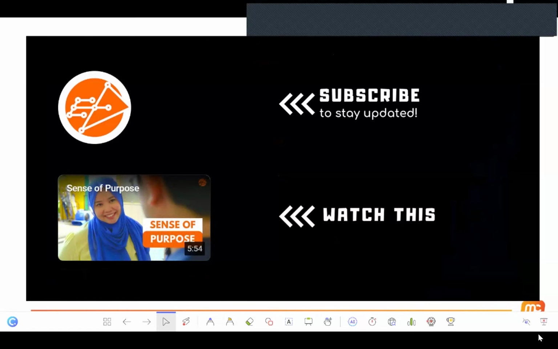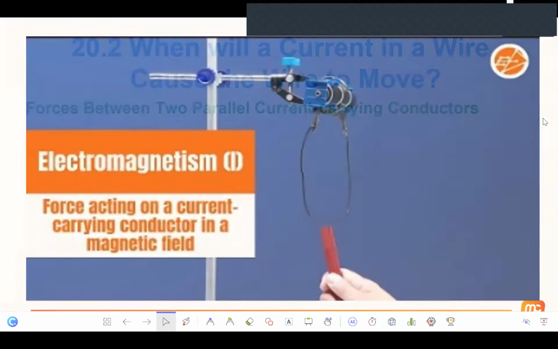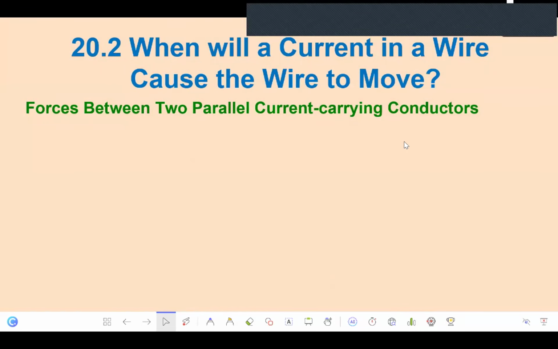Okay, so in the next part, we will cover the DC motor. Okay, so we move on.